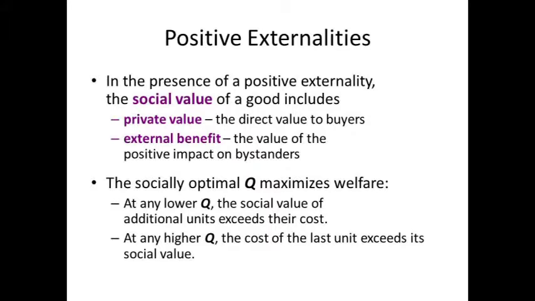In this case, the demand curve does not reflect the social value of the good. If there is a positive externality, the social value of the good is greater than the private value, and the optimal quantity will be greater than the quantity produced in the market. To internalize a positive externality, the government could use a subsidy.